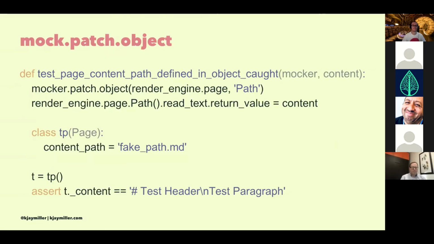You can use the mock patch object here and say, you create a mocker for your object that you're working with, and then you say whenever this function is run, so in this case it's read text return value, then give it some data, and then you test it.